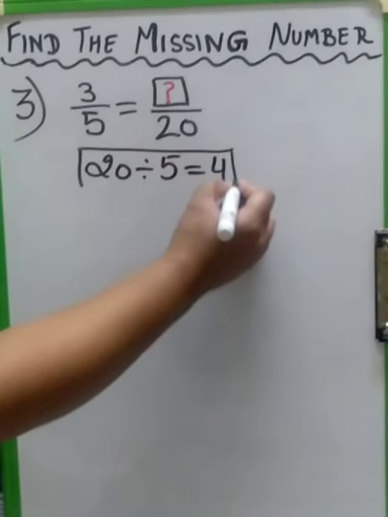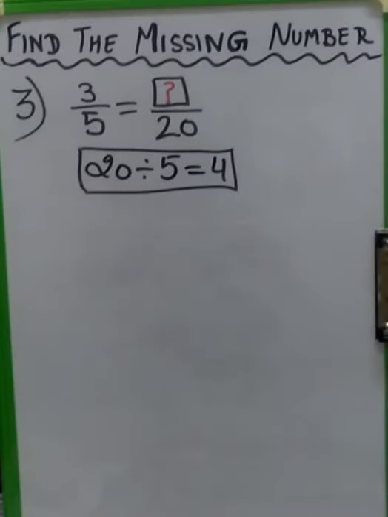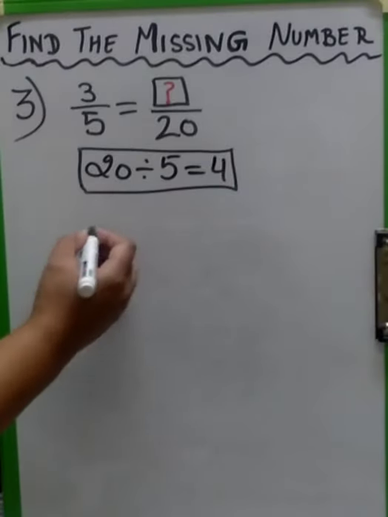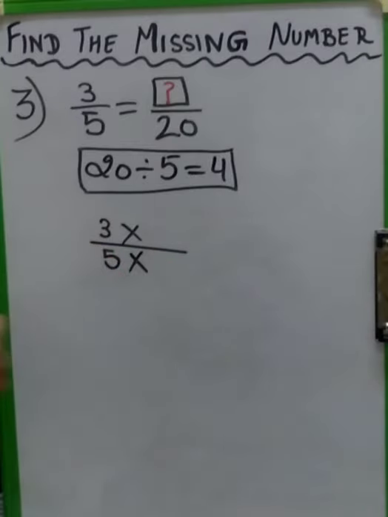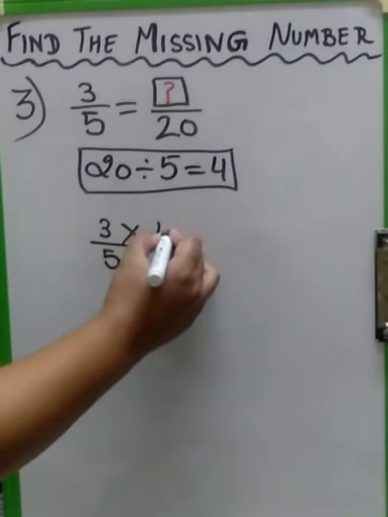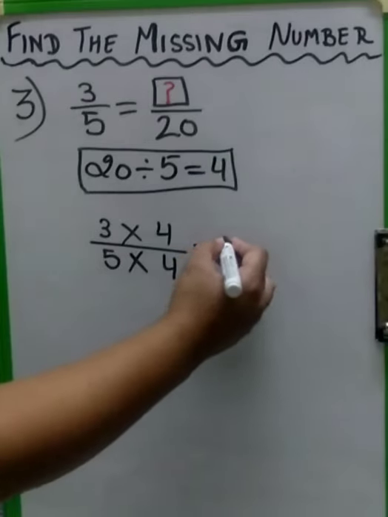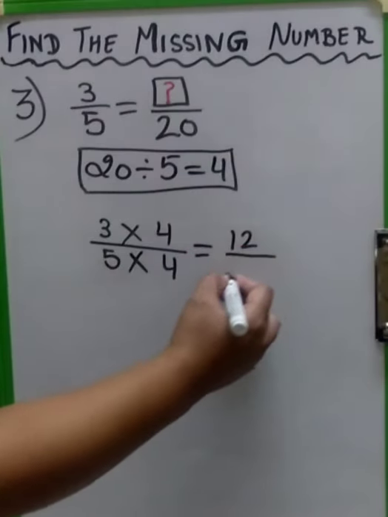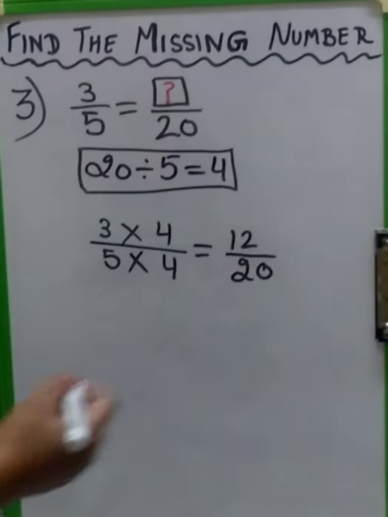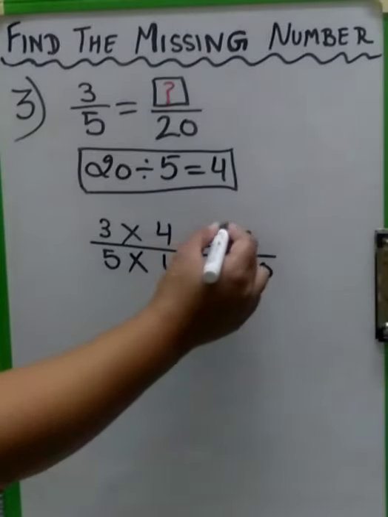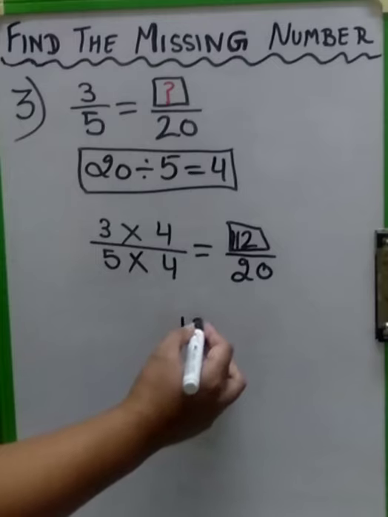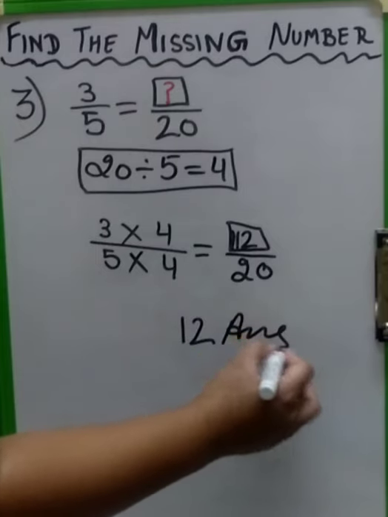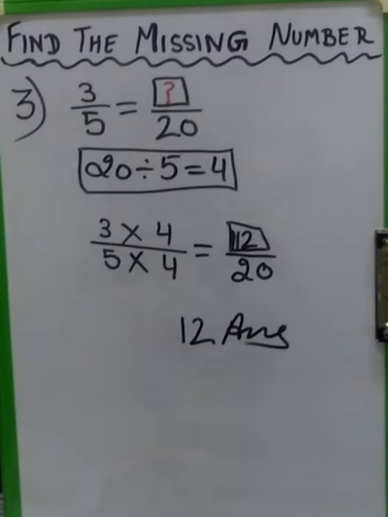It means we will multiply both numerator and denominator by 4. It gives us 12 upon 20. So what is the missing number here? The missing number here is 12. So your answer will be 12 here. Let's see one more example.